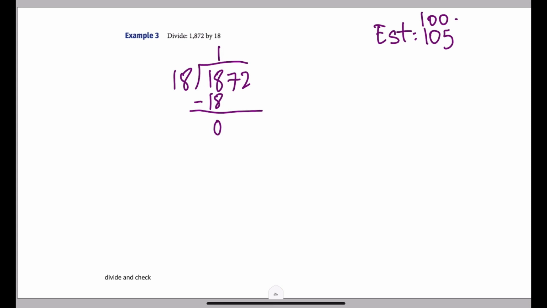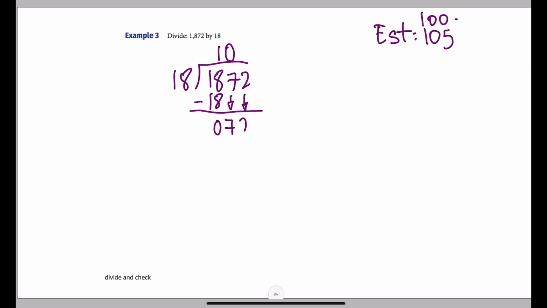Not exactly. It means that I've got to bring down everything in my dividend until I've divided into everything, and I have no remainder at the end in the ones column. That's the key. So 18, does that go into 7? No. So should I bring down the 2? Not until I put a 0 in here as a placeholder to show that 18 didn't go into the 7.